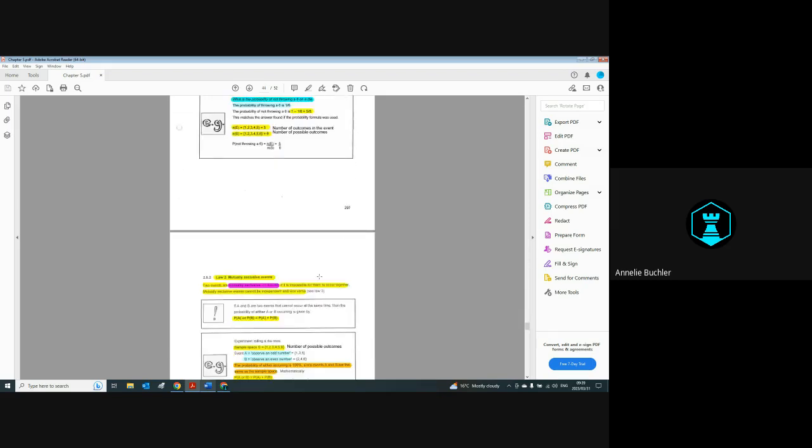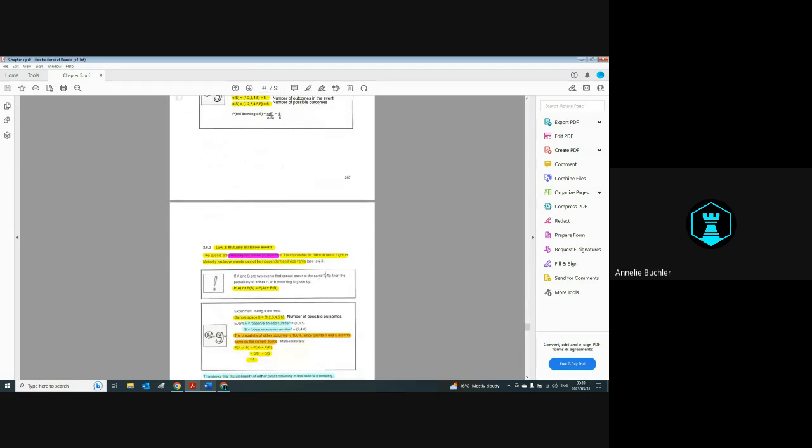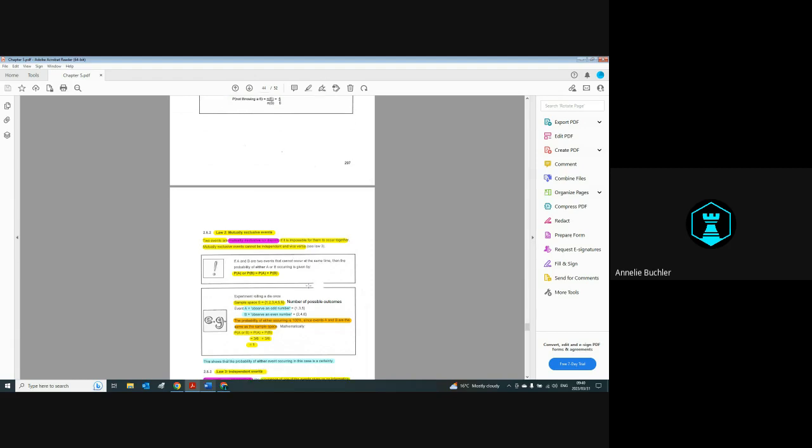Law 2 is mutually exclusive events. It's impossible for them to occur together. Mutually exclusive events cannot be independent, and vice versa. So this is what a mutually exclusive event is. How you will write it up: you have the probability of event A or the probability of event B.